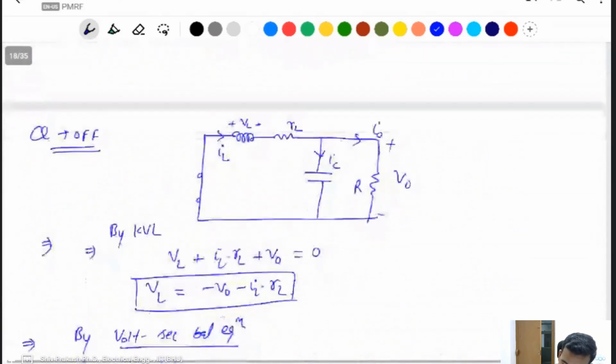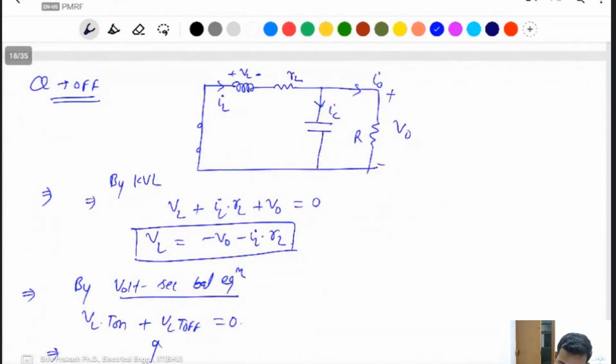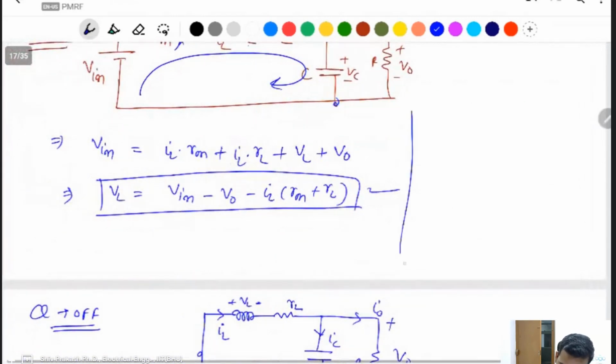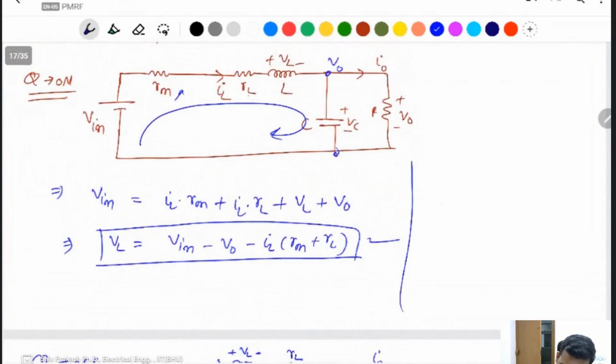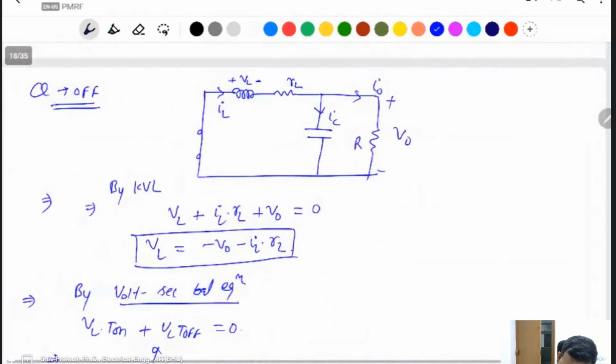In a buck converter, if you take the capacitor current, IC is the same as IL minus Io, where Io is Vo by R. So this one is IL minus Vo by R. When the switch is off, in that condition it is also the same: IC is IL minus Io.